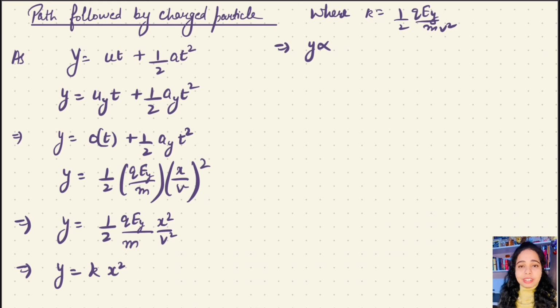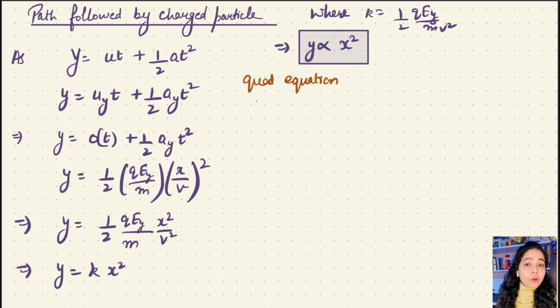So this equation is a quadratic equation because with the help of time t, when we substitute the value of time, that is x upon v, we have connected horizontal motion and vertical motion together, and on connecting these two motions, we found that y is directly proportional to x square, which is a quadratic equation, and the graph of a quadratic equation is always a parabola.